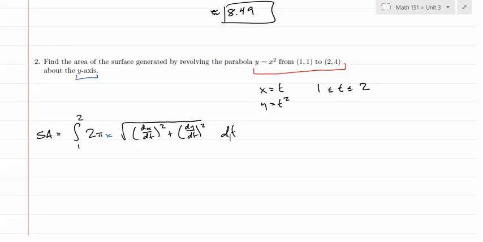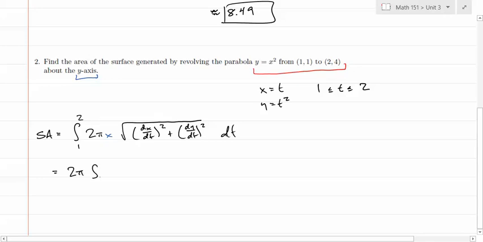Usually I break this up into 3 steps, but I think x and y are simple enough. We can just do it all at once here. Let's pull the 2 pi out. We'll do an integral from 1 to 2. The x there, well, x is t. And then under the square root, dx/dt is 1, so 1 squared. And then dy/dt would be 2t here, and 2t squared would be 2t times 2t, that's 4t squared. Alright, so that's the integral we've got to do.